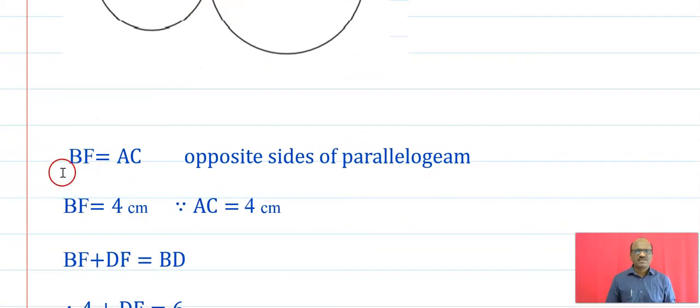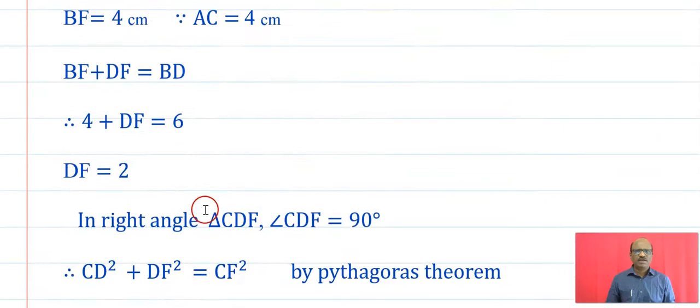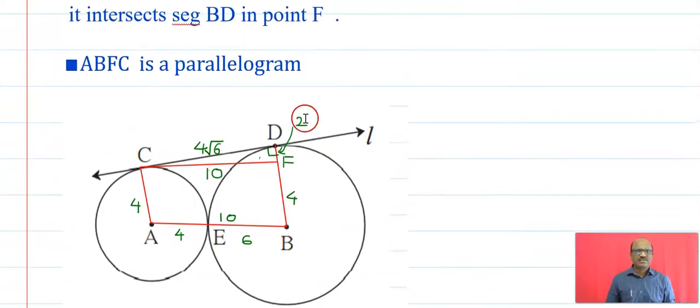See this here. BF is equal to AC, opposite sides of the parallelogram. BF is equal to 4 because AC is 4, and these are the two opposite sides of this parallelogram. Also, BD is equal to BF plus DF, and we know that BD is equal to 6 and BF is 4. So 4 plus DF is equal to 6, and therefore DF is equal to 2. Now we'll consider the triangle CDF.